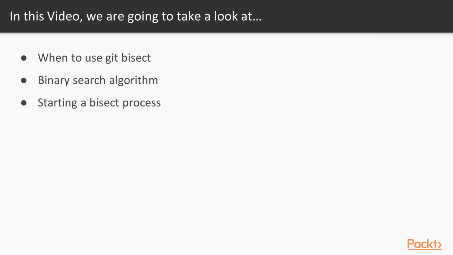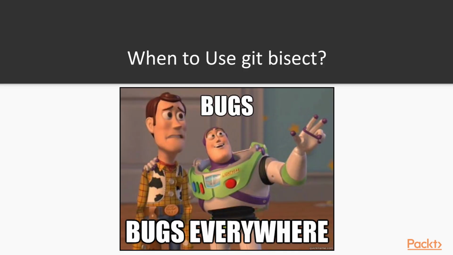In this video, we will learn what git bisect is. Then we will talk about the algorithm that is behind this tool, which is called binary search. And then we will see how we can start a bisect process. If you are a developer, you know that only one thing is always true. The code contains bugs. The first thing that I do when I get a bug report is to find out in which commit this bug was introduced. Because when you find that commit, then it's easier to find the reason for the bug.